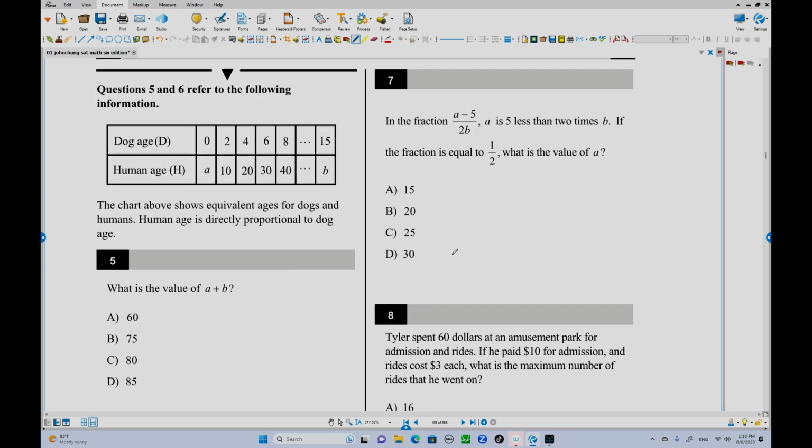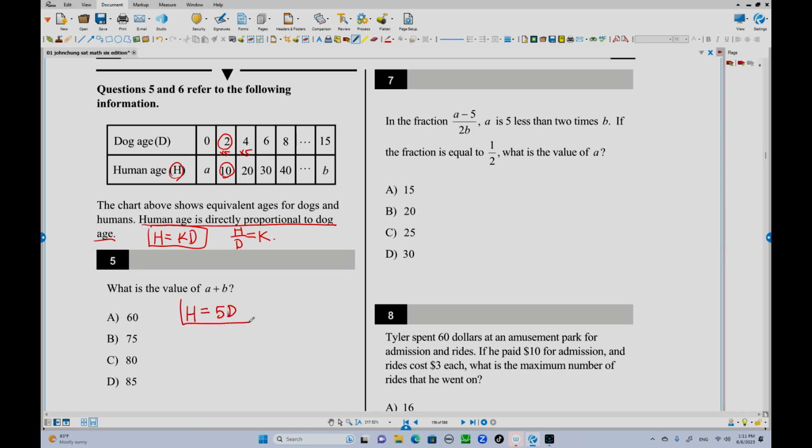All right, number 5. Over here, human age is directly proportional to dog age. Direct proportion is h equals K times D. That is a direct variation. Or you can use h over D, always a constant. What is it? 10 over 2 is always 5. So 2 times 5 is 10, 4 times 5 is 20. So the equation is h equals 5 times D.